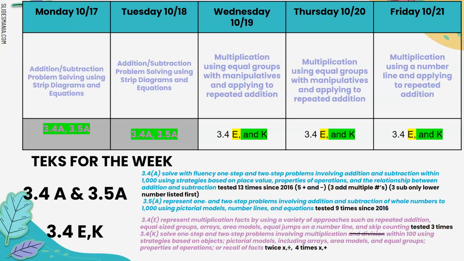This TEK has been tested 9 times since 2016. So again, this is a TEK that's tested quite a lot. Sometimes 2 times in a year, sometimes just once. Typically, if it's 2 times, 1 is an equation and 1 is a strip diagram. Okay. And then on Wednesday and Thursday, we will begin multiplication.